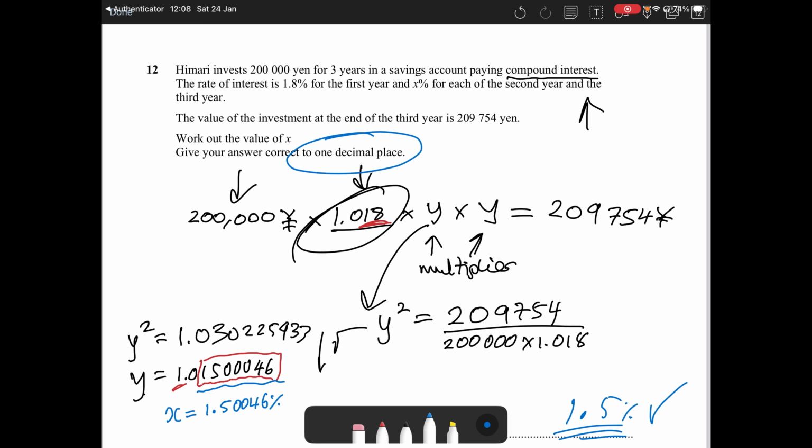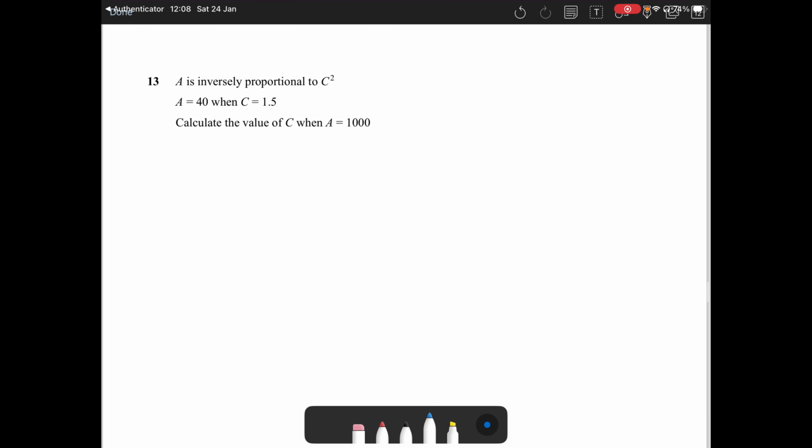Just going to check the mark scheme, because I almost got caught out on number 11, didn't I, with the one place value out. But no, it is 1.5%. I got that spot on. Let's move on. Number 13.